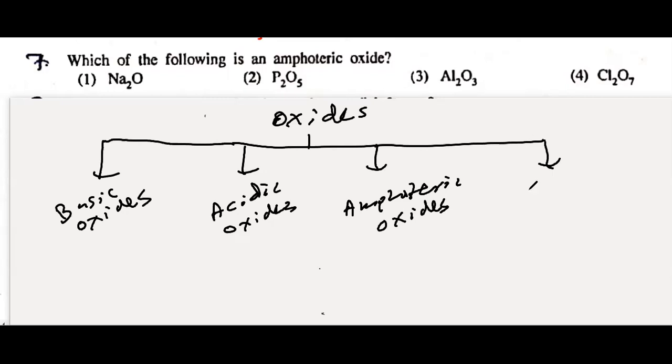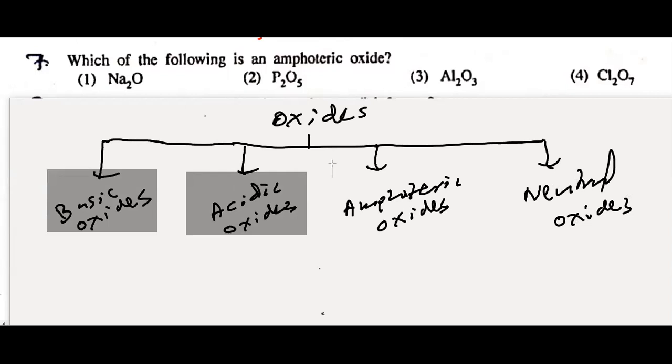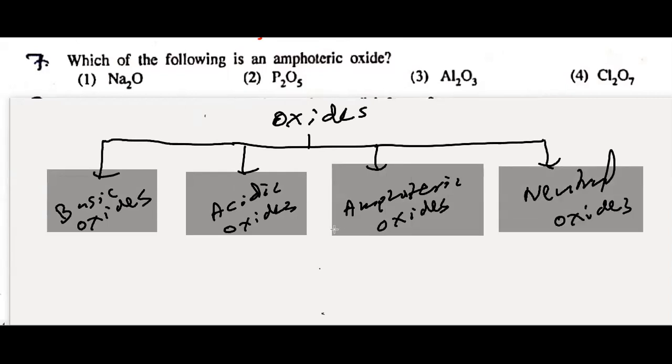Okay. So what is the fourth type? Neutral oxides. You can quickly copy this down. Four types of oxides: acidic, basic, amphoteric, and neutral. Now let's classify the ones given in this question under these. Okay, the first one they have given is sodium oxide. Sodium oxide under what?